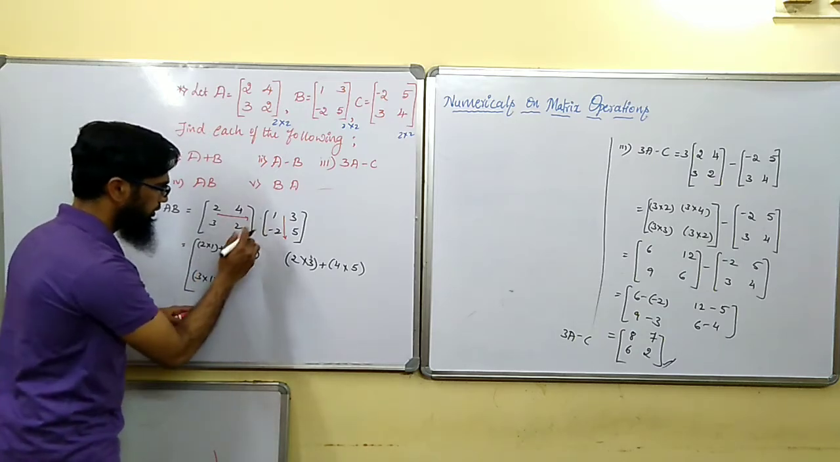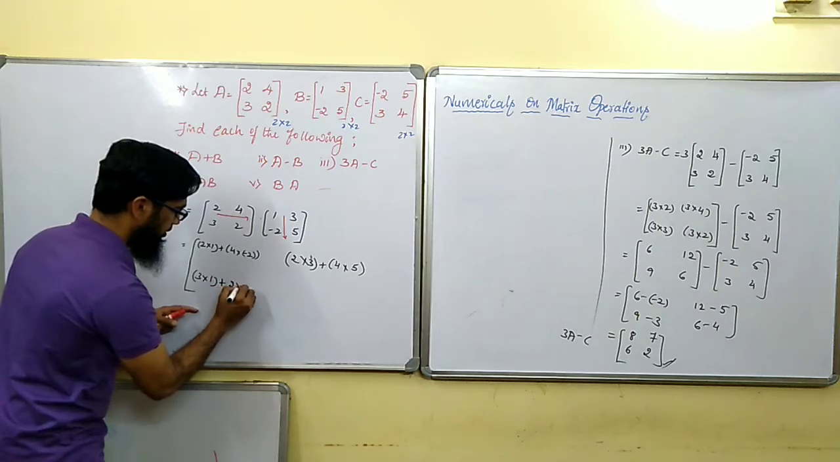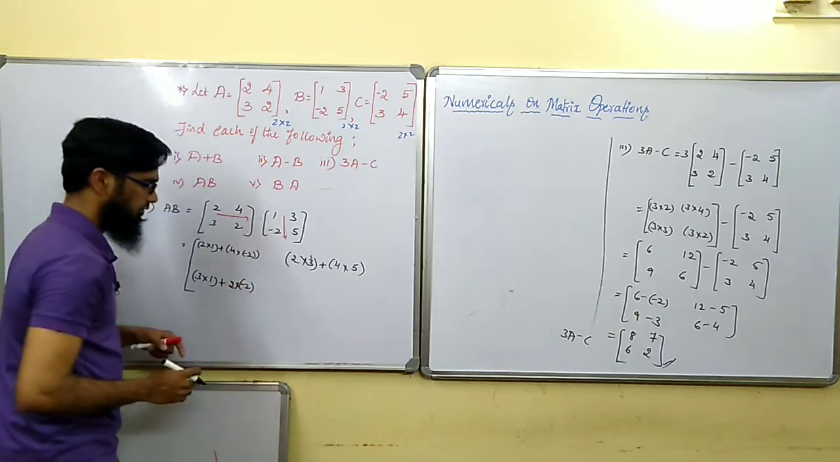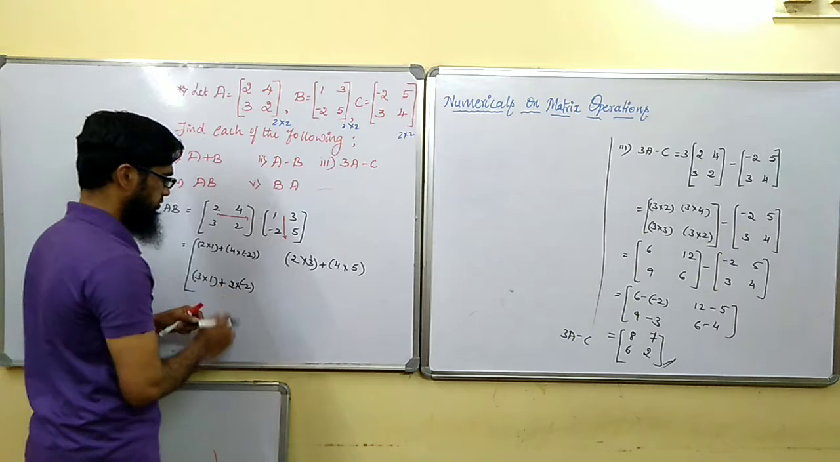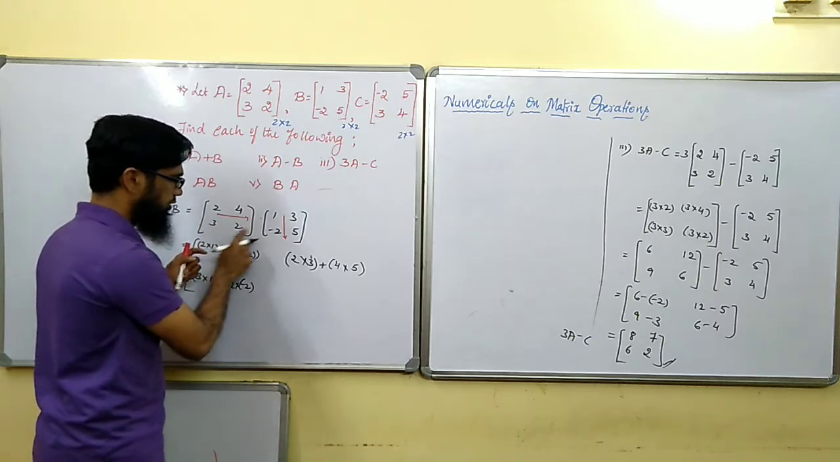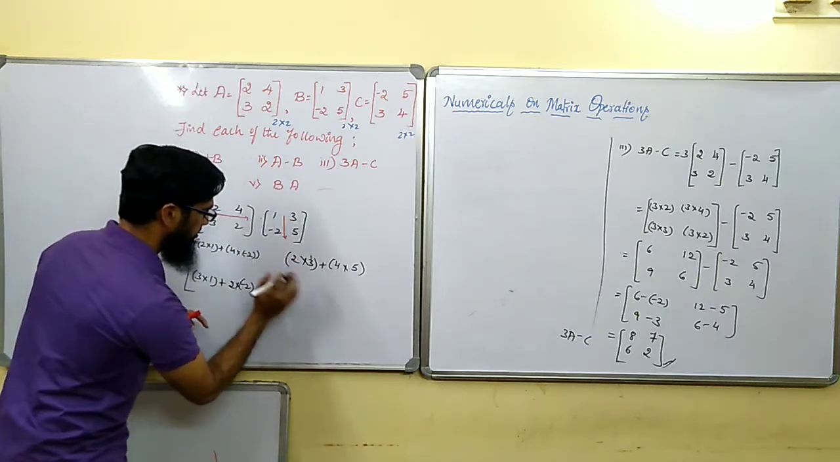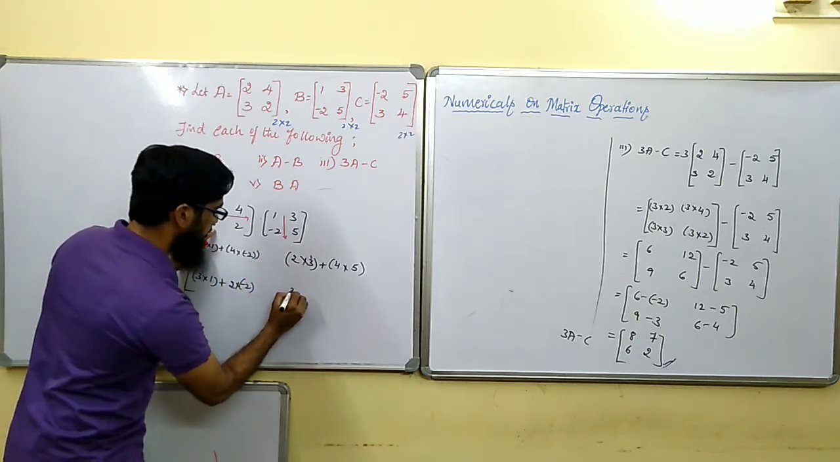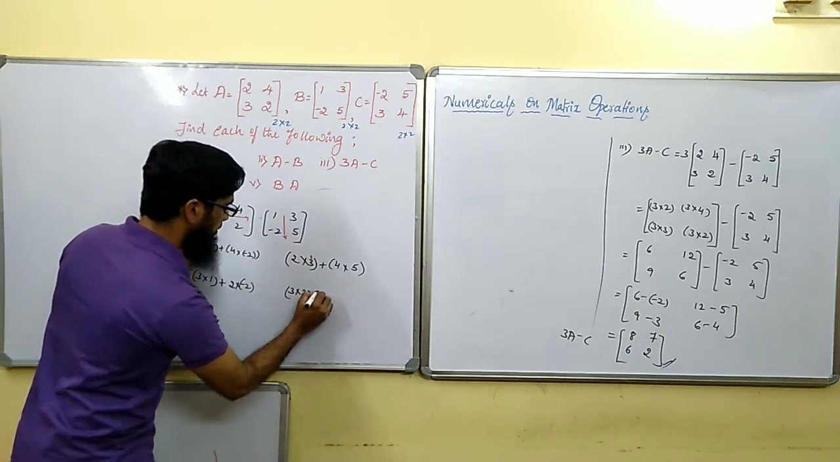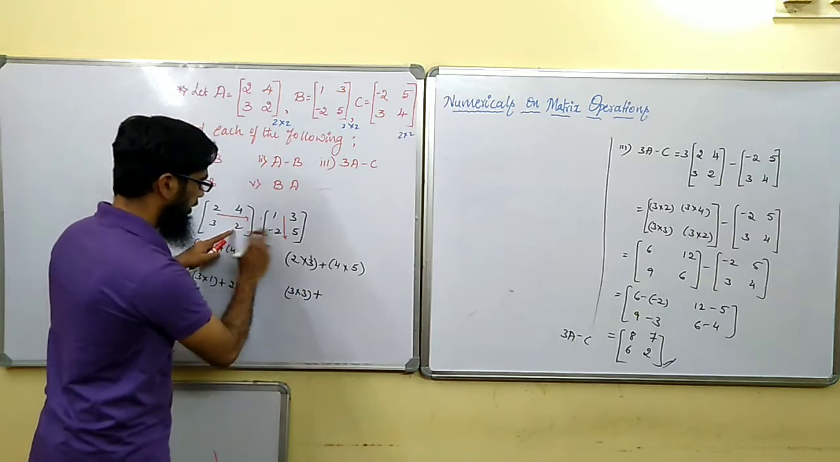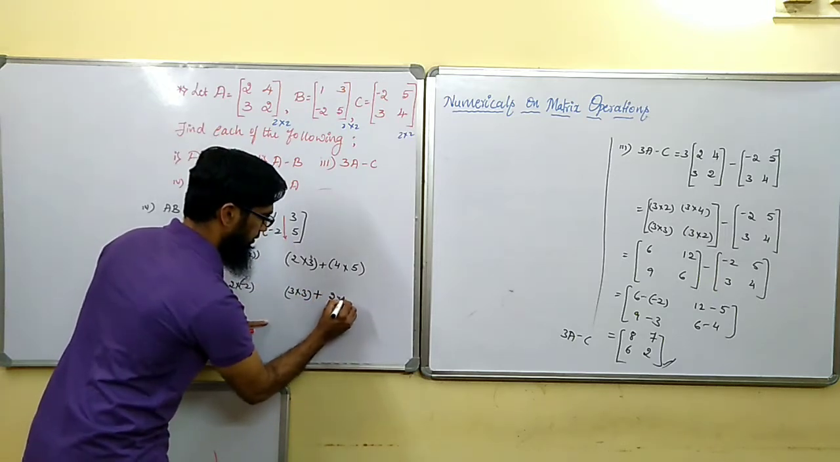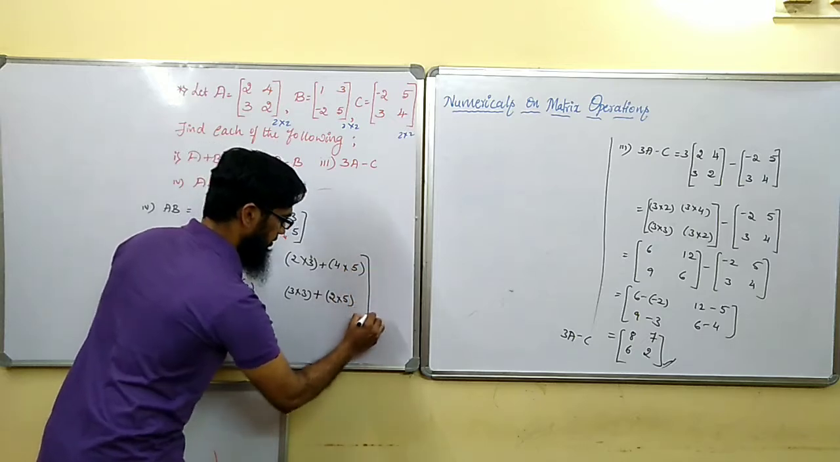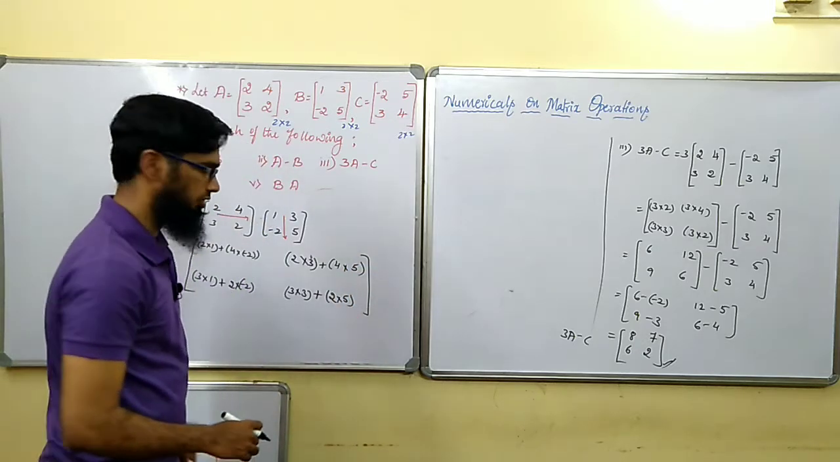So this 2 with minus 2, multiply this 2 into 2. Okay, this part is over. Now again take the second row, second column here, write somewhere here, means that it is the second column, second row, second element. So 3 into 3, we have to take the plus 2 into 5. Now this is the matrix multiplication here.